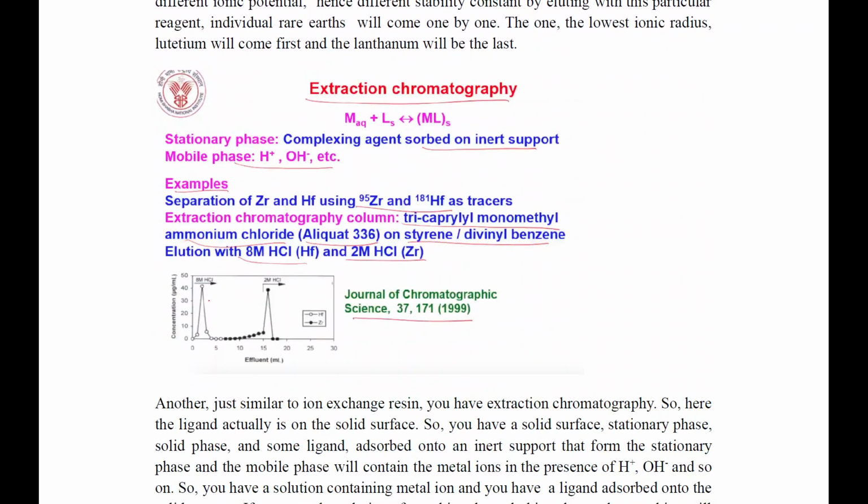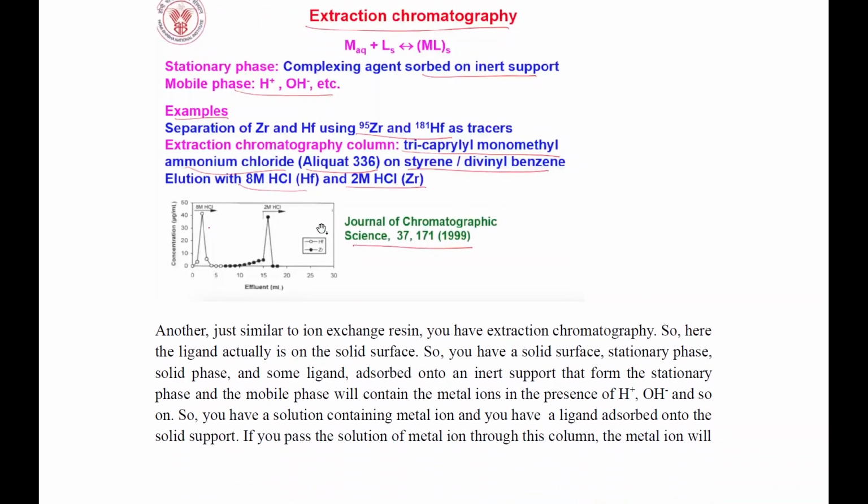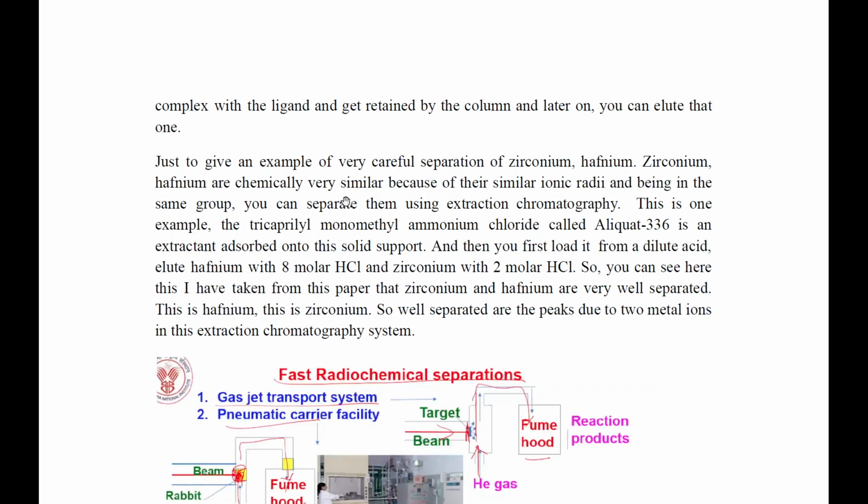And then he talked about extraction chromatography. We know very well that there is a stationary phase in the chromatography, there is a mobile phase. Here generally a complexing agent on an inert support is the stationary phase, but the mobile phase is H plus and OH minus, etc. Examples are separation of zirconium and hafnium using 95 Zr and 181 Hf tracers. Extraction chromatography column is tricaprylyl monomethyl ammonium chloride on styrene or dimethyl benzene, elution with 8 molar HCl plus 2 molar HCl. You can read this paper. It is a very good paper if you are more interested. What are the details of the extraction chromatography?